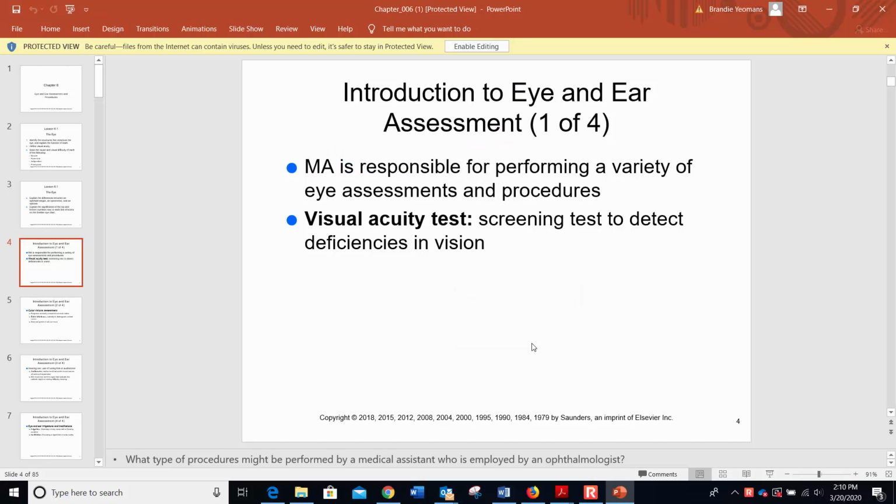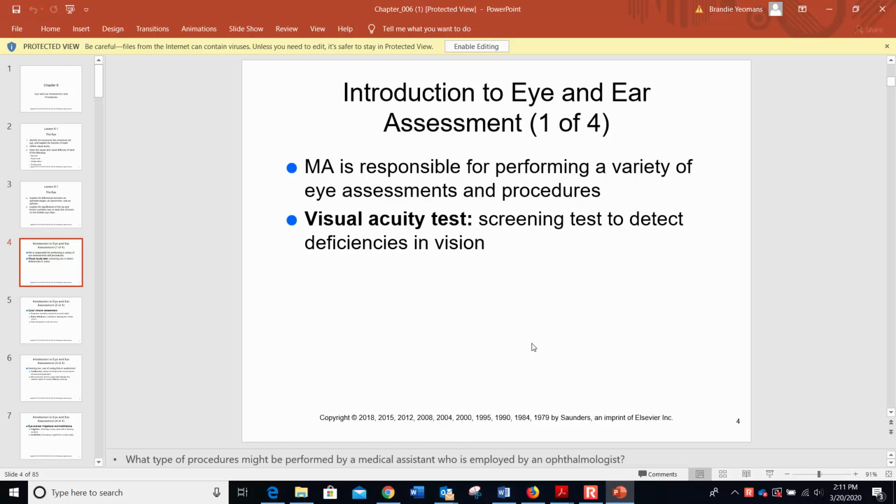This is the Eye and Ear Assessments and Procedures lecture. When we talk about introduction to the eye, we have to talk about not only the anatomy, but we have to talk about the procedures that we would be performing within the eye and the ear. So let's talk about the eye first.